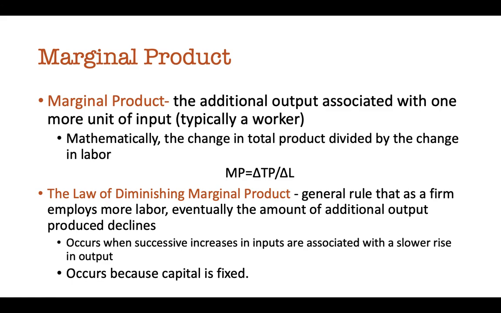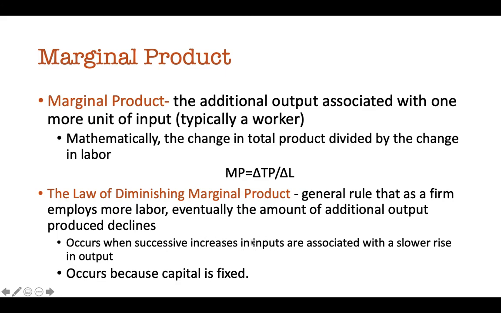So, like most marginal things, we have this law in economics called the law of diminishing marginal product. This is the rule that as a firm adds more of a variable input, or in the case of the marginal product of labor, as they hire more and more workers, eventually the additional production that each worker brings to the table is going to decline, right? It can alternatively be defined as when successive increases in inputs are associated with a slower rise in output.